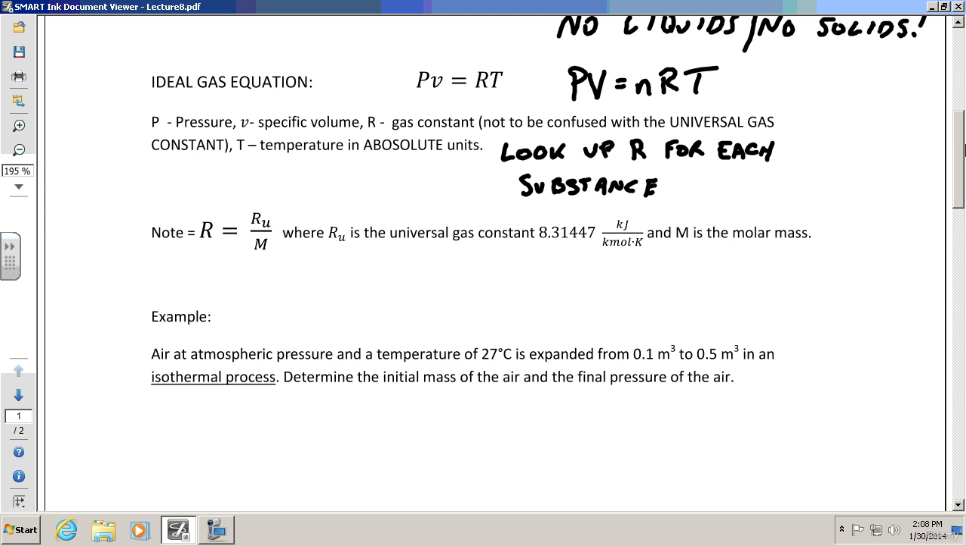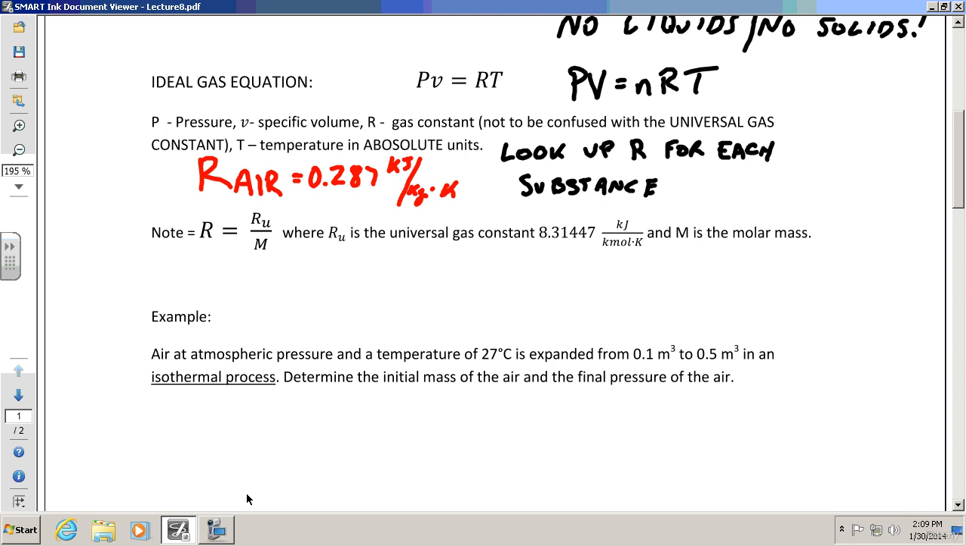In fact, I usually put it on your formula sheets because it's so much in use. The R for air, the ideal gas constant for air, is 0.287, and that's going to be kilojoules per kilogram K. So I usually put that on your formula sheet because we use it all the time. Okay? So we look up R for each substance, and you do have tabular data for that.